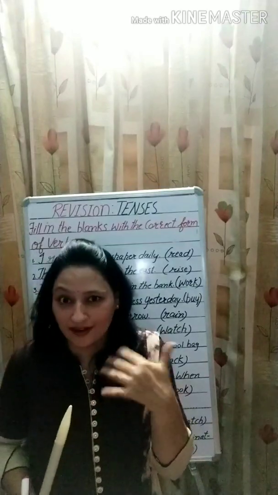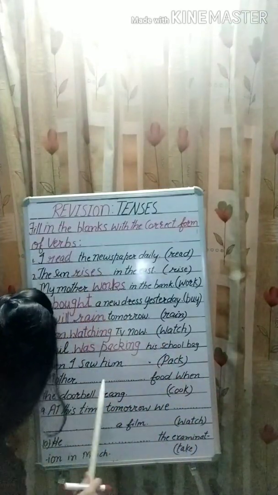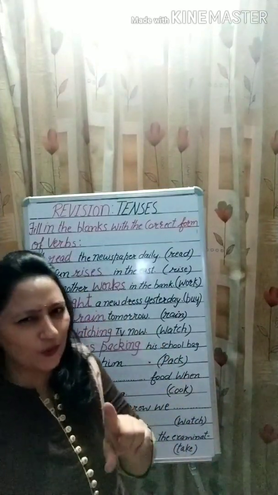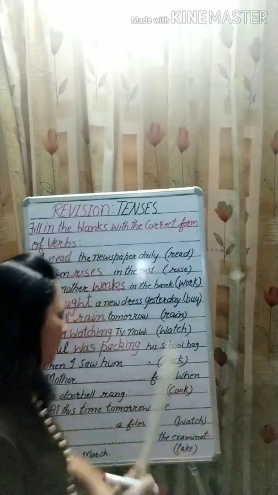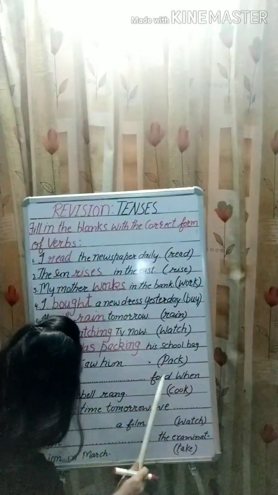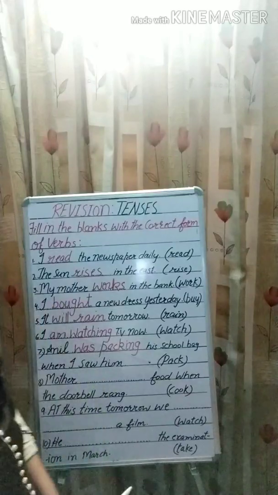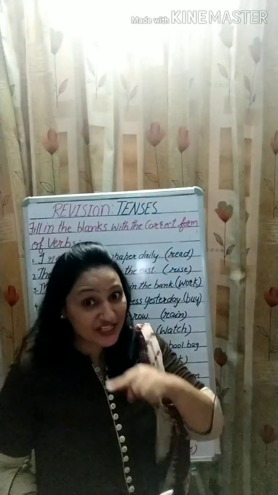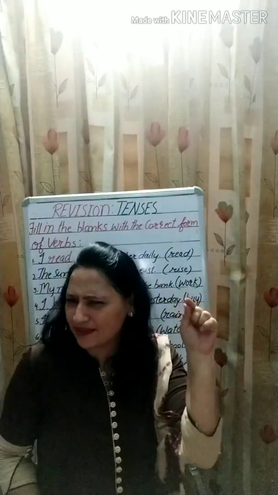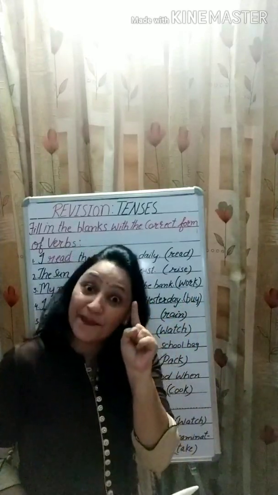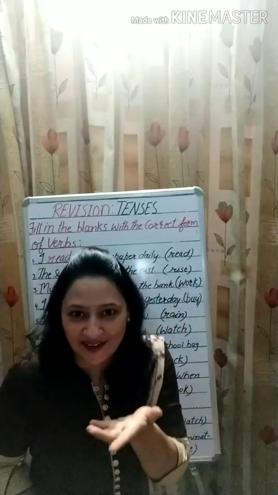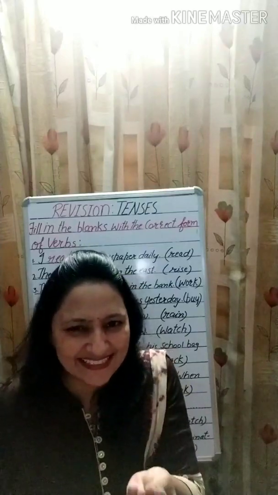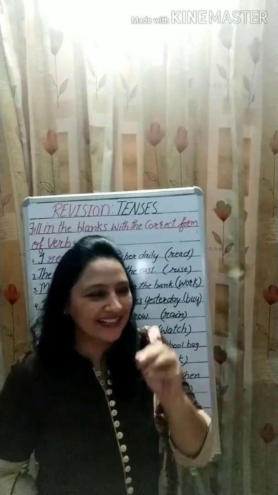Okay, now look at another sentence. That is 8. So I know you will definitely get the answer. Mother dash food when the doorbell rang. So an action was happening at a particular point of time in the past. So it indicates, hurry up, we have already done, past continuous tense.